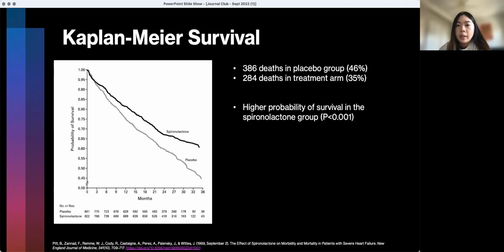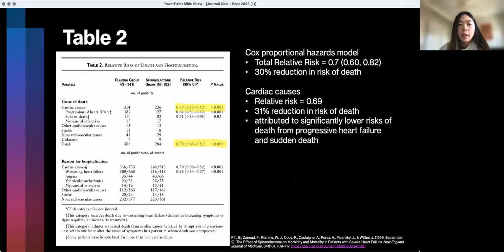So next we see here is the Kaplan-Meier curve, which shows the probability of survival between the 2 groups. There are 386 deaths in the placebo group and 284 deaths in the treatment group. So you can see that a higher percentage of deaths is from the placebo group.